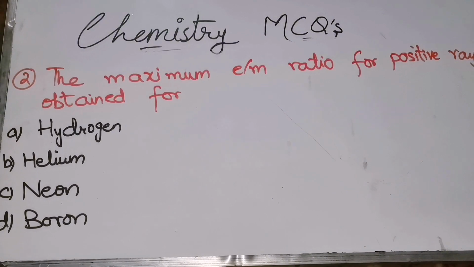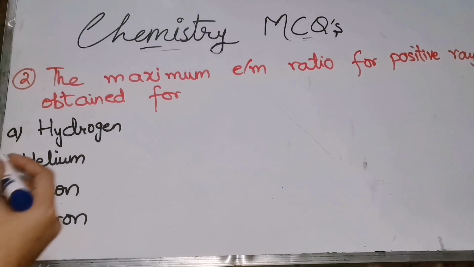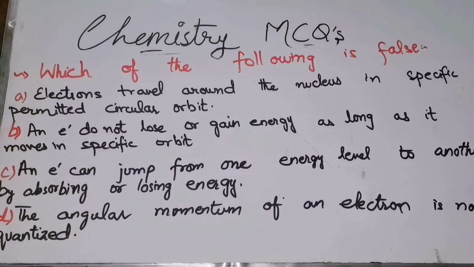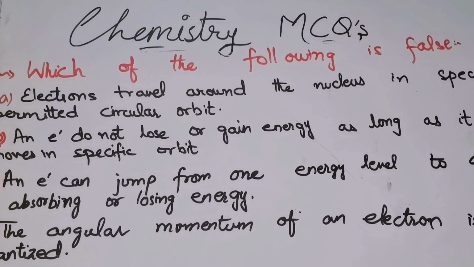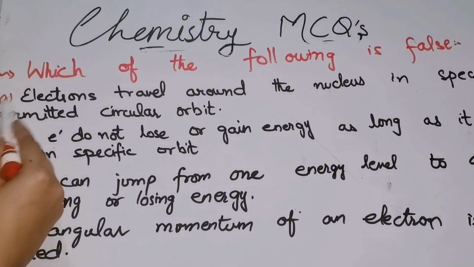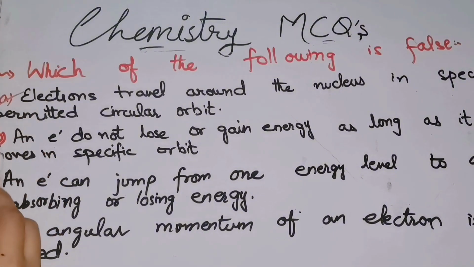Second MCQ: the maximum e to m ratio for positive rays is obtained for hydrogen, helium, neon, boron. So the correct option is option A, hydrogen. Which of the following is false? The first option is electrons travel around the nucleus in a specific permitted circular orbit. Now, this statement is correct according to the Bohr atomic model.